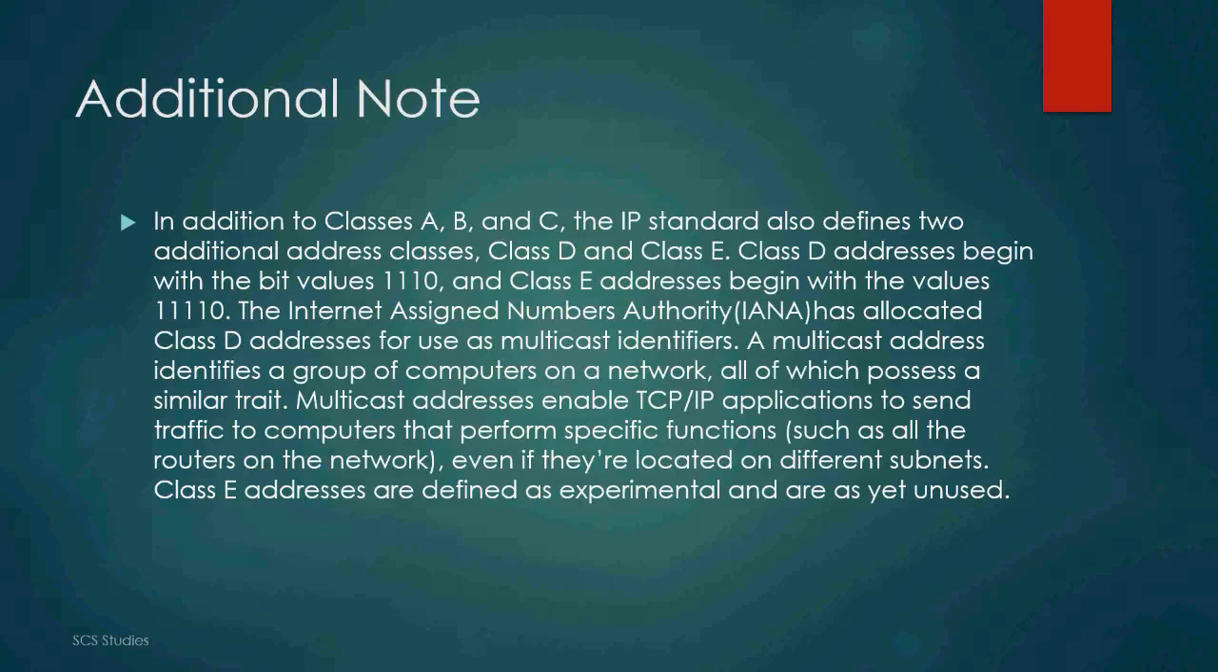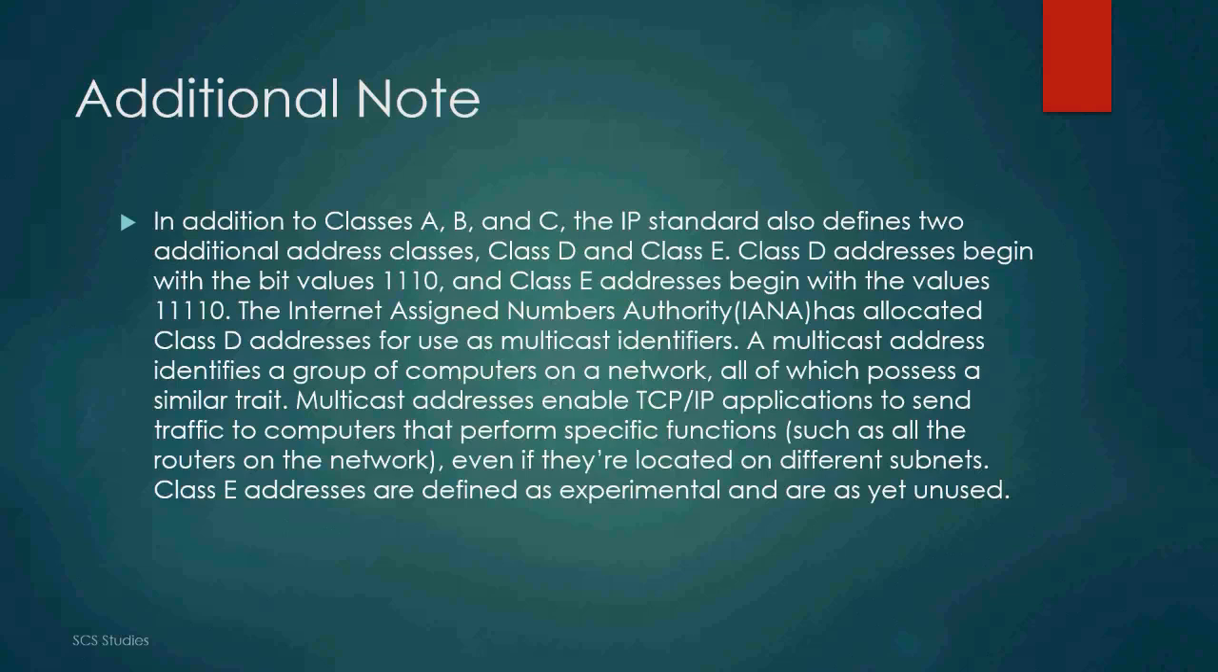An additional note about IPv4 is that, in addition to class A, B, and C, the IP standard also defines two additional classes, class D and class E. Class D addresses begin with the bit value 1110, and class E addresses begin with 11110. The Internet Assigned Numbers Authority, known as IANA, has allocated class D addresses for multicast use.